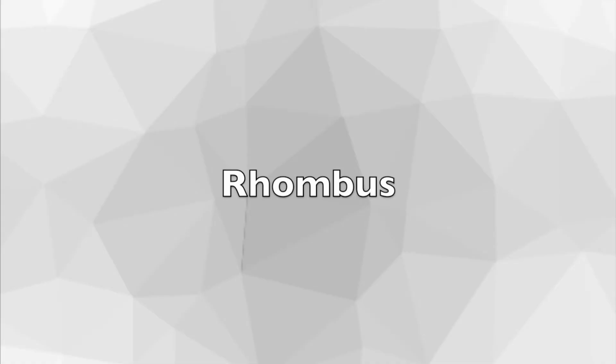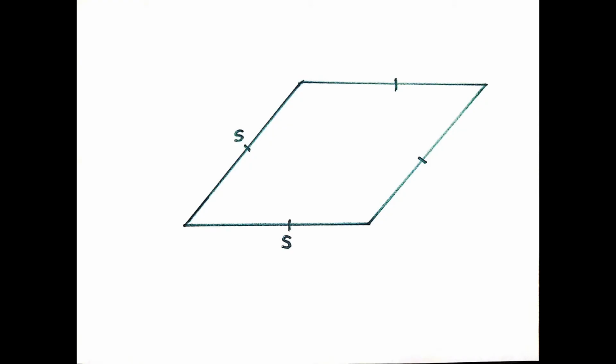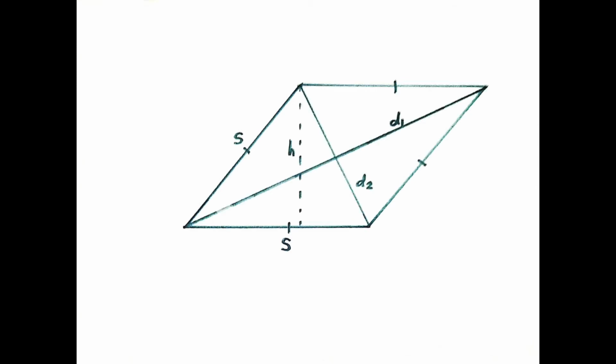Our last polygon that we're going to look at is the rhombus. The rhombus is simply a quadrilateral or 4-sided polygon where each side is congruent. This means that each side is of equal length. In fact, because each side is of equal length, this implies that the opposite sides end up being parallel.